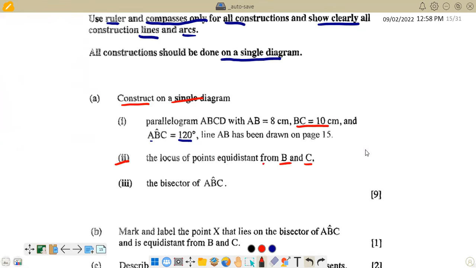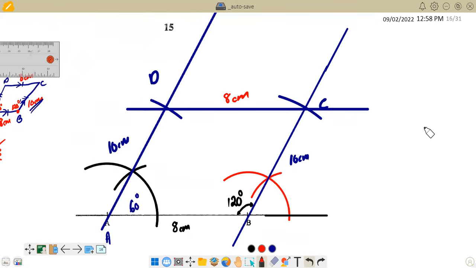So B and C are two points on a line. Remember, I told you this is a line bisector. You divide that line into two equal parts from B to C. So let's get our B to C here. We put our B at this point and our C at this point. We're supposed to bisect this line. That is what it means.